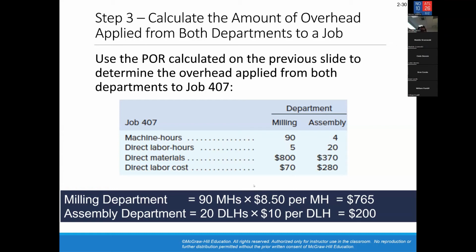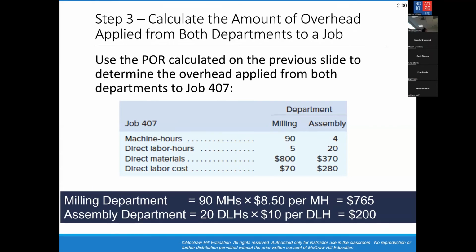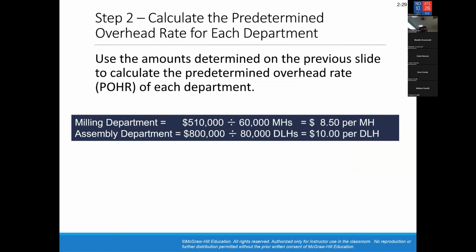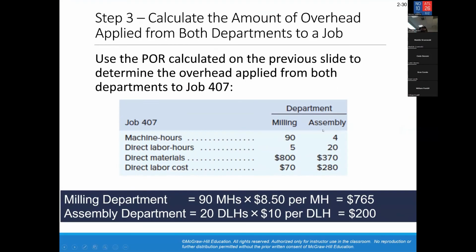First we have to figure out how much it is for that overhead. We calculated that it was $850. If you go back to that previous screen, okay, here it is. My milling department's $850 and the assembly department is $10. We just calculated that, so that's what they're using. That's where those numbers are coming from in this calculation at the bottom.